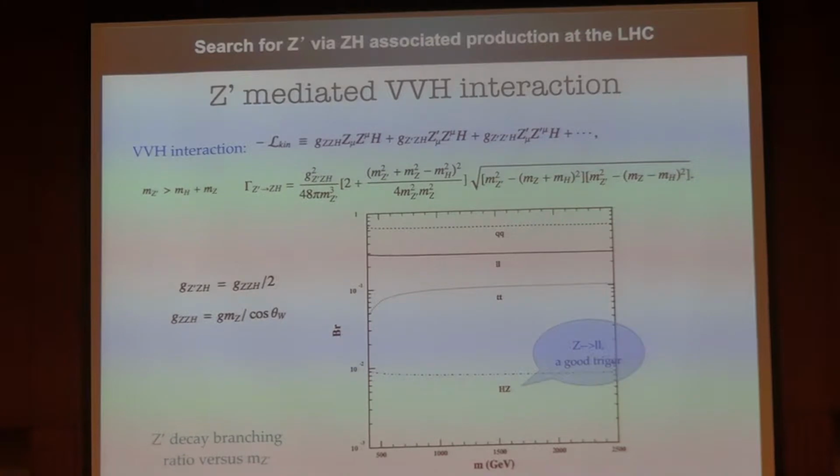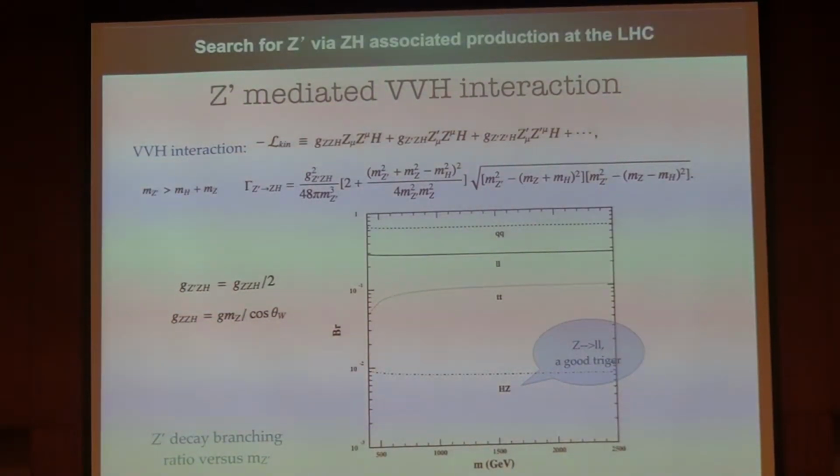Then we consider the Z prime mediated vector Higgs interaction, which can be obtained from the kinetic terms of the Lagrangian. When the Z prime mass is greater than the sum of the Higgs mass and the Z mass, we can get the decay width of Z prime to Z Higgs.